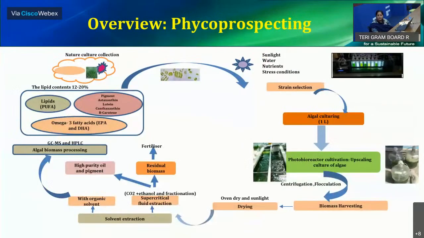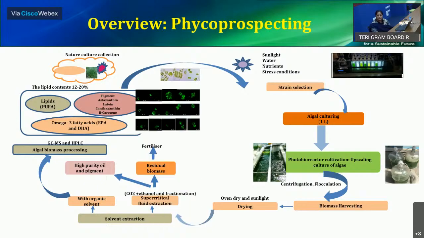So this is the overview of phycoprospecting, how we do it, which I have explained. I'll just brief you. We collect the natural culture samples and give the nutrient source, and then we upscale. We grow them in the lab, then upscale to the large raceway ponds, and then we further harvest those algae. We dry them for the solvent extraction. We can use the organic solvent, and another method is the greener approach, where we can use supercritical fluid extraction, and the biomass which is left over can be further used as a fertilizer, or it can be used as aqua feed for cattle. And further the biomass is bioprocessed for lipids, which include the omega-3 fatty acid and the valuable carotenoids.